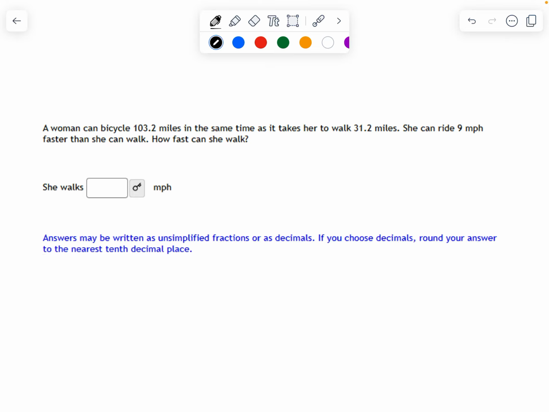So we have a woman here who can bicycle 103.2 miles in the same time as it'll take her to walk 31.2 miles. And she can ride 9 miles per hour faster than she can walk. How fast can she walk?